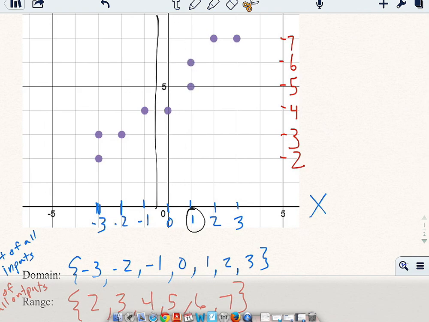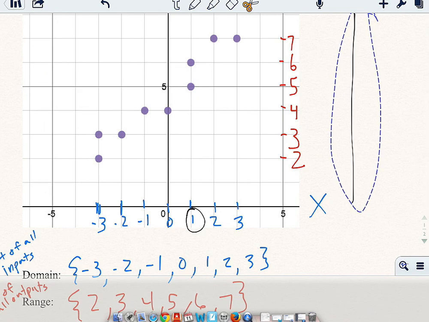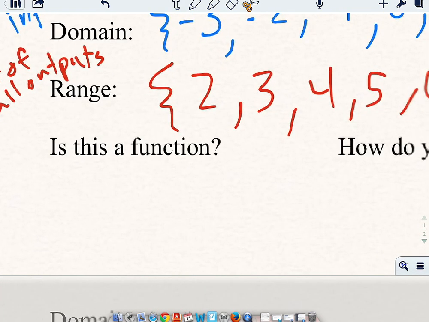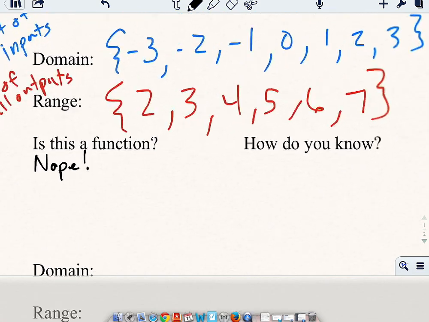And so the vertical line test helps you to see that for a given input, here the input would be -3, I hit 2 outputs of 2 and 3. Here the input is 1, and I hit the outputs of 5 and 6. And so those inputs have more than one output. As a consequence, I can say, is this a function? Nope. I got to get my pen back out. Nope. And if I say, how do I know?